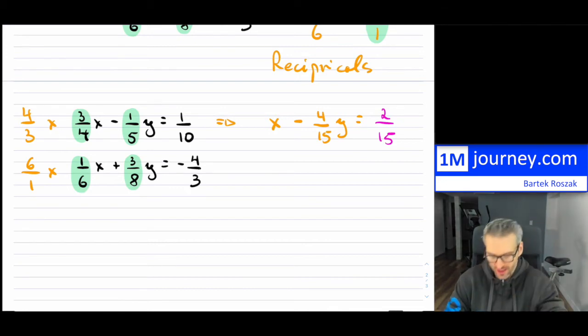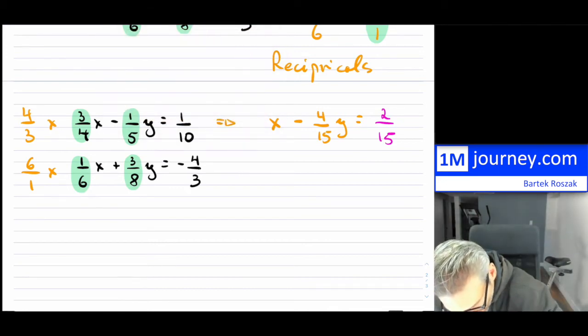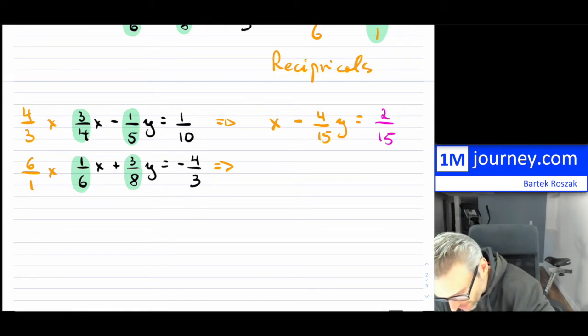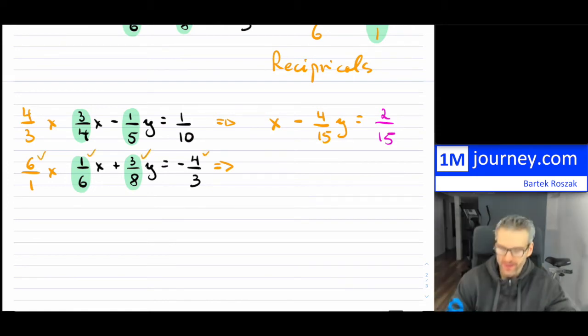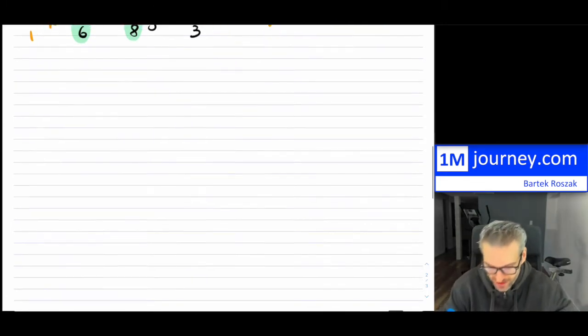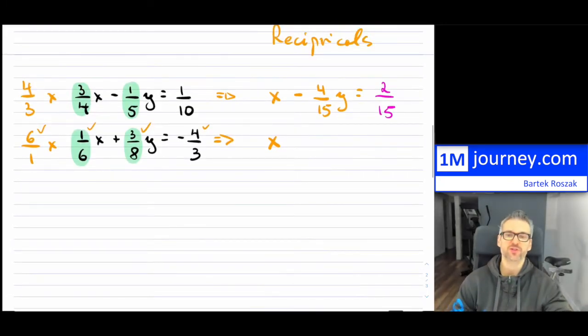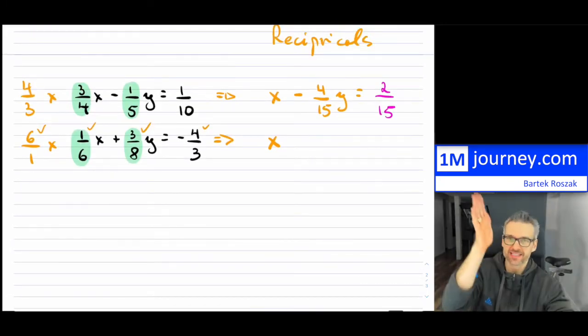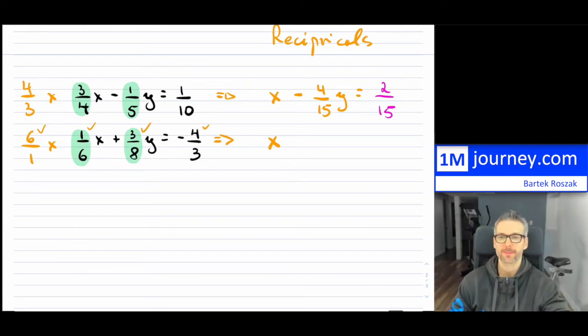My second line, this line right here, I'm going to be multiplying this, then times that, and then times that. Well, 6 over 1 times 1 over 6 is 1. So again, I get x. And that was the point. The point was just to get rid of and have the same coefficient.